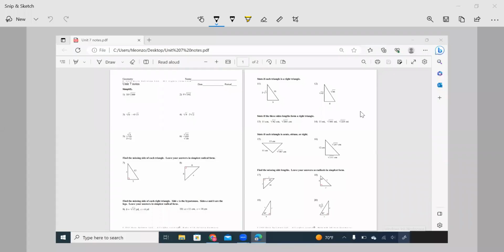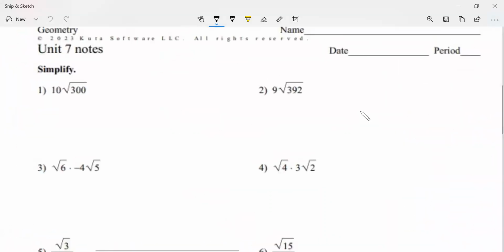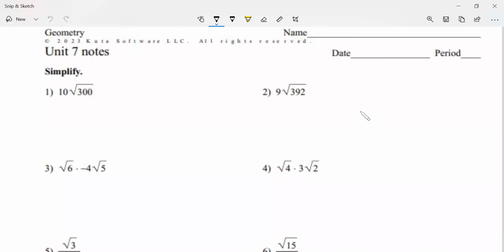All right, so for today, we're going to be working on questions 1 through 12. We're moving into unit 7 now. So first of all, we're going to talk about radicals. Now, some people call this square roots. That's when the base is 2, the root is 2. But if it's root 3, root 4, root 5, we're going to call this by the proper name, radicals.